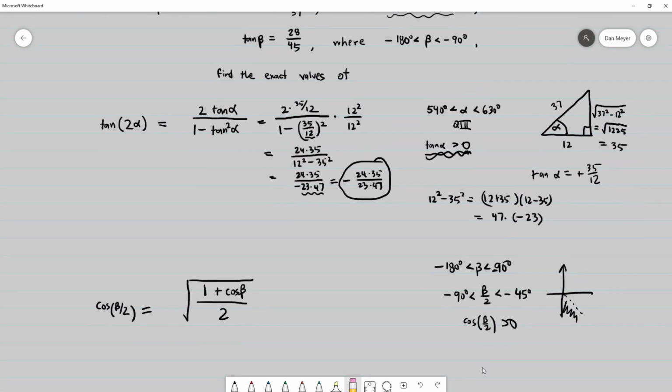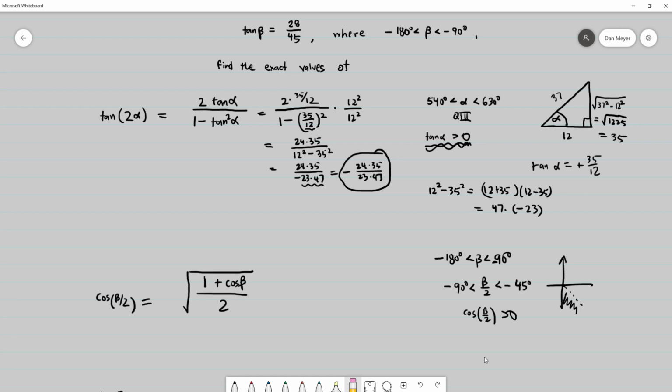Do we have information about cosine of beta? No. We have tangent of beta. So let's get our triangle here. I'm just all over the place. I can't figure out where I want to put my work. I'm going to put this triangle here because it seems like a good place. I'm not going to put anything else there.